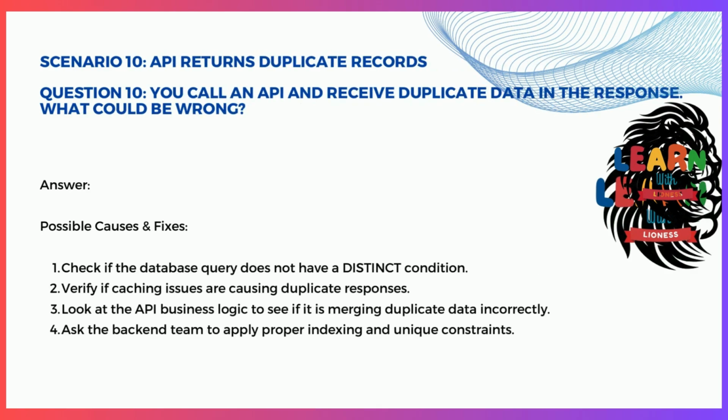Scenario 10. API returns duplicate records. Question 10. You call an API and receive duplicate data in the response. What could be wrong? Answer. Possible causes and fixes. 1.